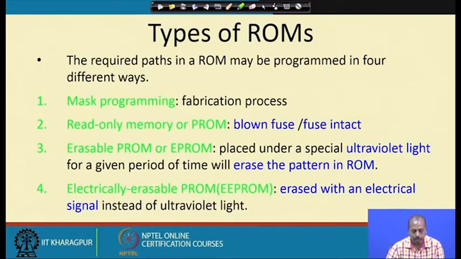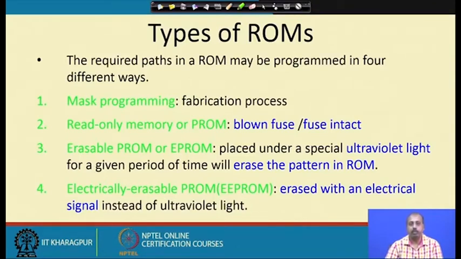Then there is erasable PROM, or EPROM. You can program it by applying high voltage, but you can also erase the content. In case of PROM, you cannot erase the content. That is one time programmable, whereas with EPROM you can erase the content by exposing the chip to ultraviolet light for some period of time. And electrically erasable PROM, or EEPROM, can be erased with an electrical signal instead of ultraviolet light. That way, you need not take the chip out of the board.